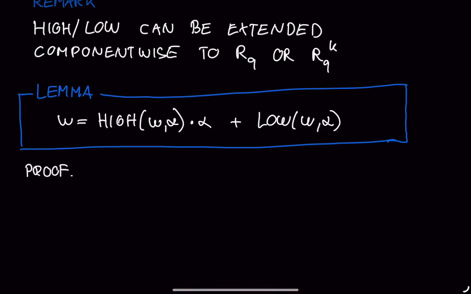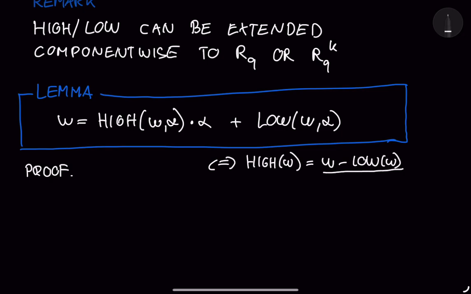And maybe one thing I have to add. If we want to consider this equation, we can solve it for High and finally get that High, I leave out the alpha, is the same as w minus the Low value, and then divided by alpha. Okay, so let's prove it. So this is equivalent to the stated version.